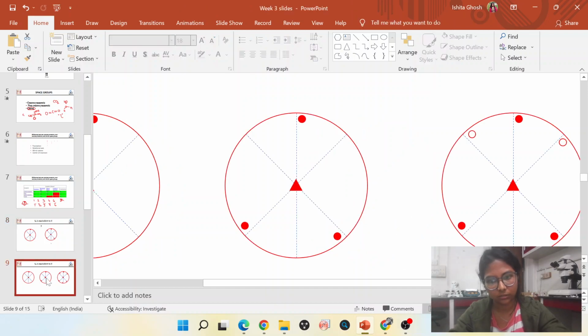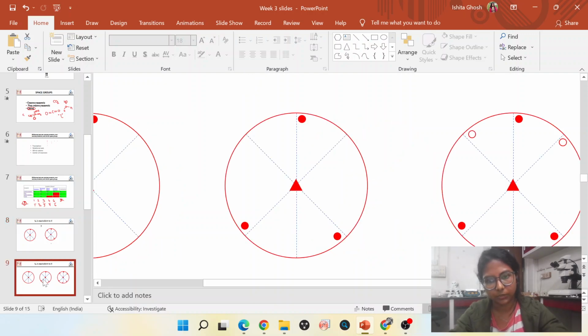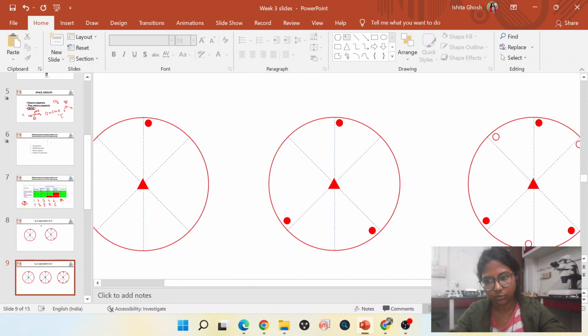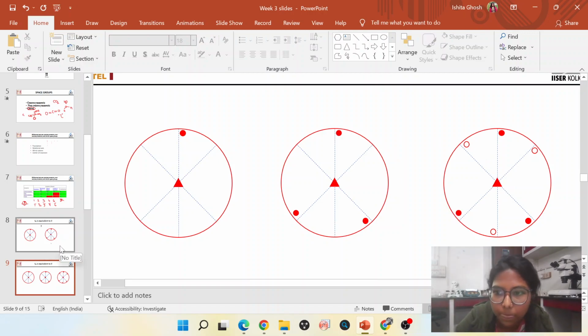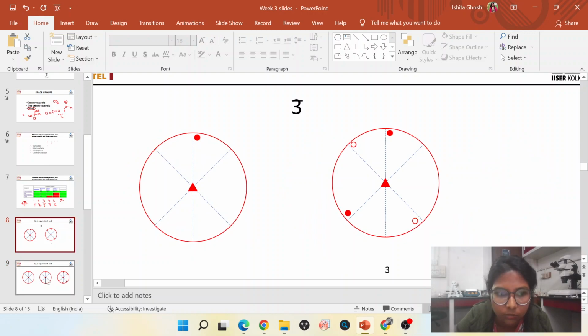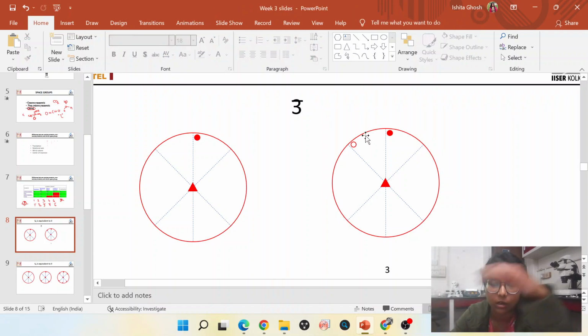Then after this, something is happening. Basically it should be like this. I drew it before. It should be like this. So here, this point is wrong. Yeah, we can continue from here next week.